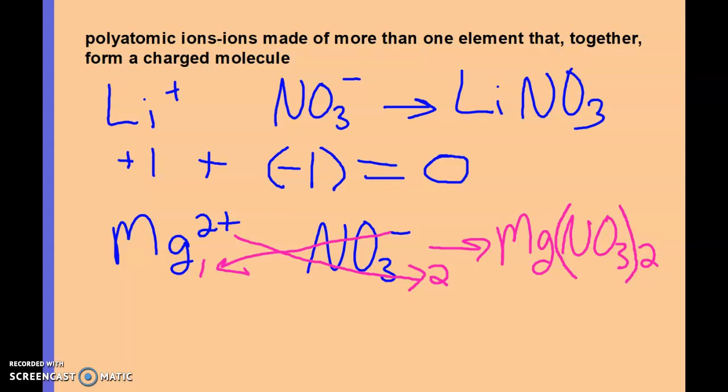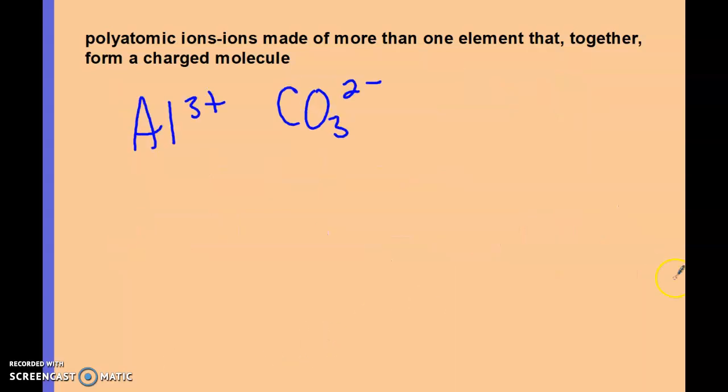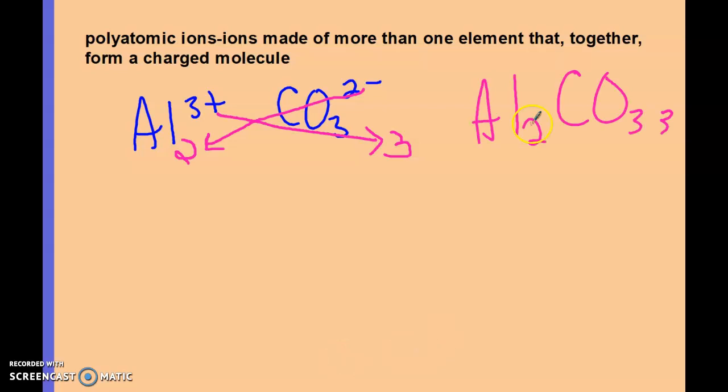So let's do a couple more examples. All right, let's look at this one. Aluminum with a +3 and the carbonate ion with a -2. So I'm going to use my crossover method. Put my little 3 down here. Sorry, I'm writing with my mouse, so it's even worse than my normal writing, which is pretty terrible. So, all right, here's my final formula. Okay, so my formula here, Al2(CO3)3.